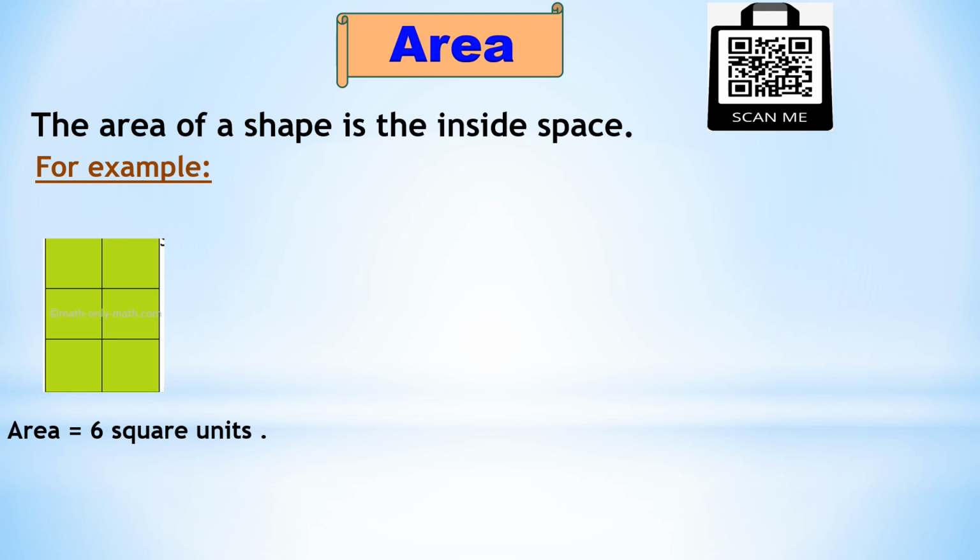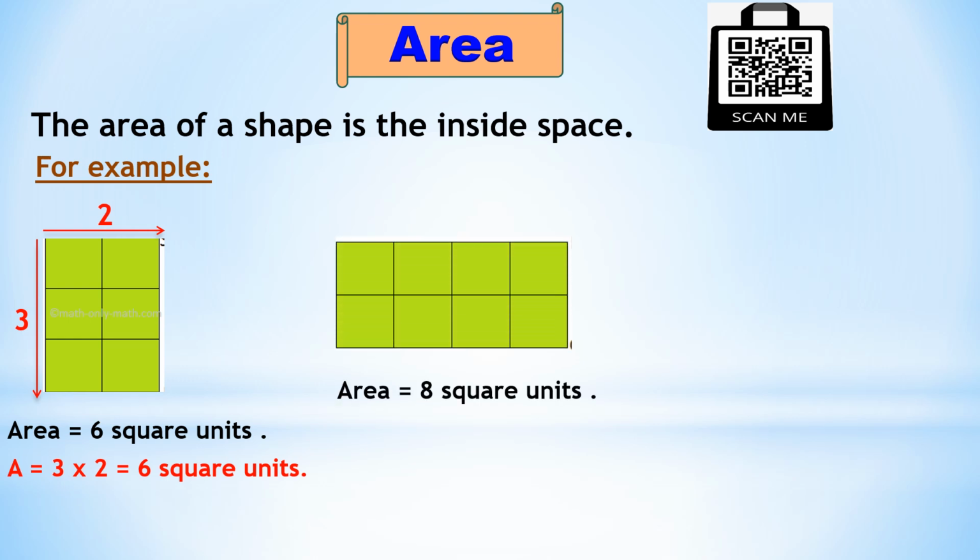If I wanted to find it another way, I can deal with it or find the area as an array. So how many rows here? 3 rows. How many columns here? 2 columns. If I multiplied columns by rows, it will be 3 times 2 equals 6 square units. Another example, if I have this array or this shape, we have here 8 squares. By counting, we will find them 8 squares.